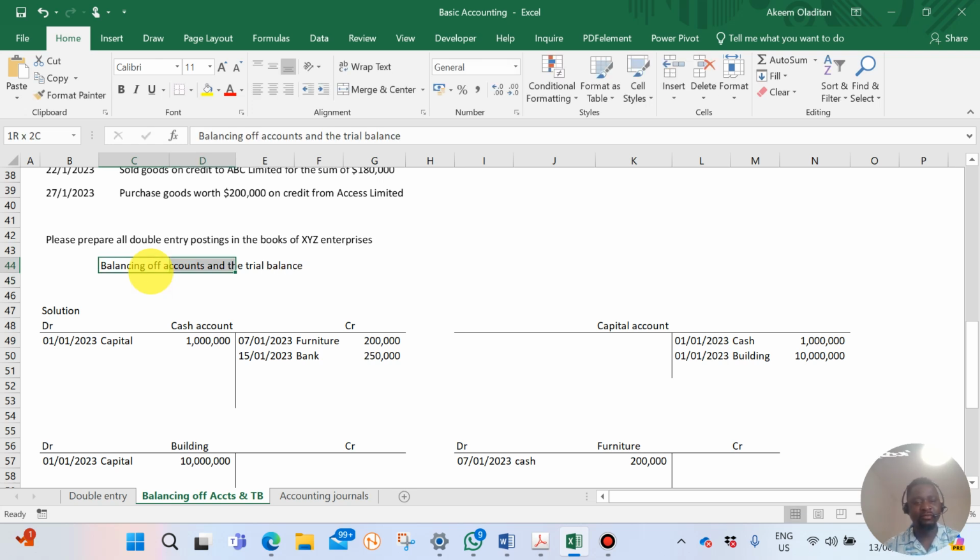So if you remember the last time we had our session, we discussed rules of the double entry principle: debit the receiver, credit the giver. For every debit entry there must be a corresponding credit entry. We discussed it in detail, but while we prepared the different ledger accounts from a sample question, we did not balance all those accounts. So the purpose of this lecture today is to discuss how we balance all these accounts and prepare what we call a trial balance.